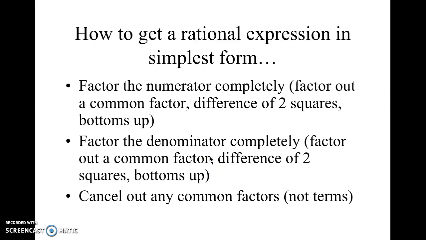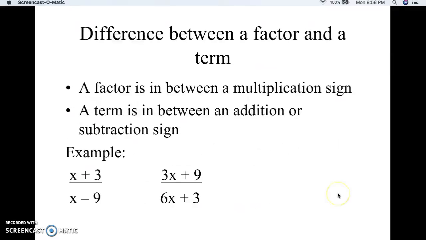So how are we going to write a rational expression in simplest form? First of all, we have to factor the numerator and the denominator completely. In this case, we have to write both expressions in their prime factored form, and then cancel out common factors. Take note that you're not canceling out terms. You're canceling out common factors between the numerator and the denominator. What's the difference between a factor and a term? A factor is between a multiplication sign. A term is in between an addition or subtraction sign.